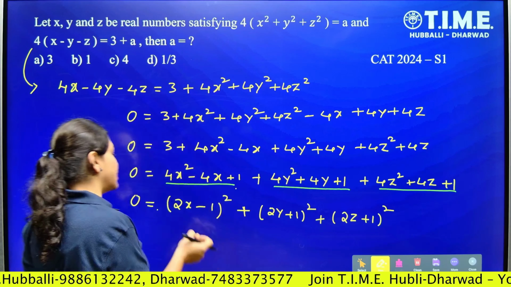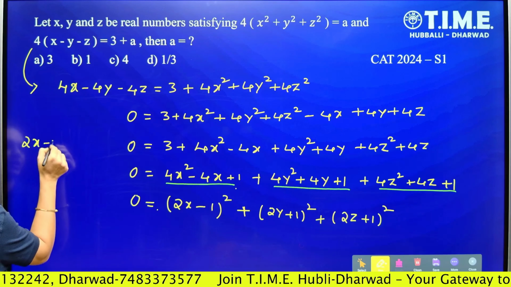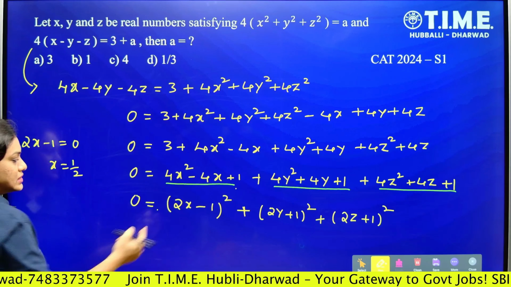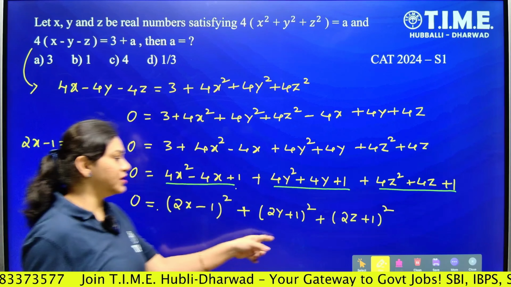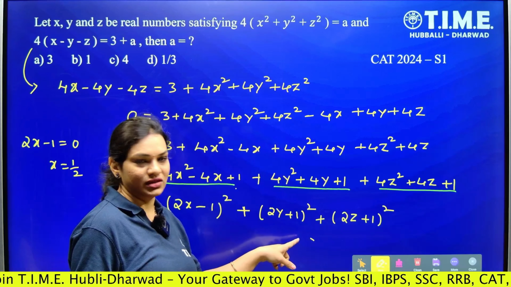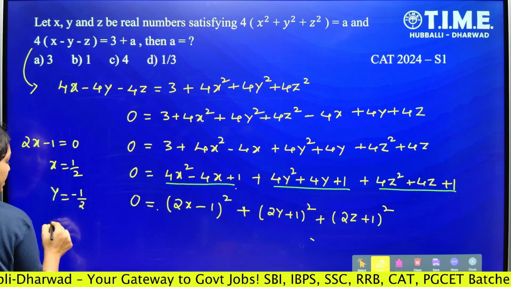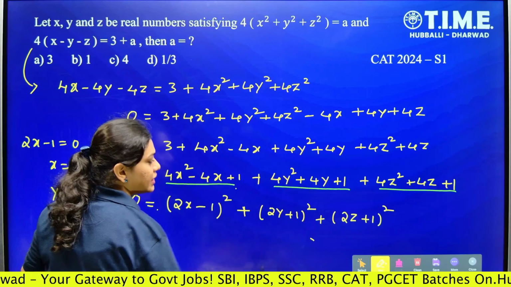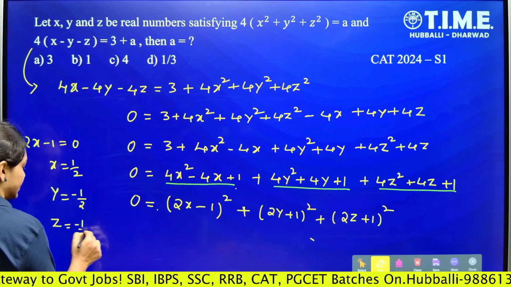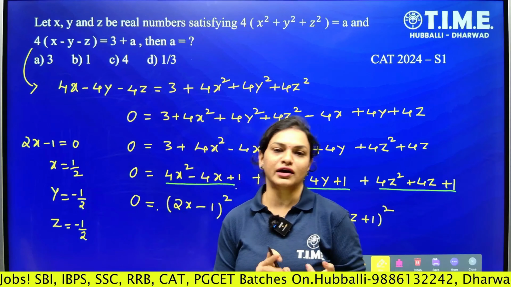Okay. So based on that concept, if I consider this part, which is 2x minus 1, it is equal to 0, which means we are getting the x value as 1 by 2. Similarly, if I equate 2y plus 1 equal to 0, we shift the plus 1 to that side, it is minus 1, then the y value will be minus 1 by 2. Similarly, because both the terms are the same, only the variable is different here, the z value will be minus 1 by 2. Okay, so we got the required values of x, y and z, right?